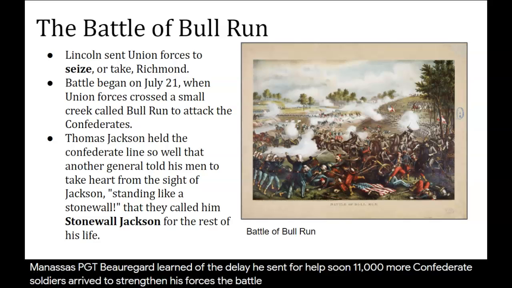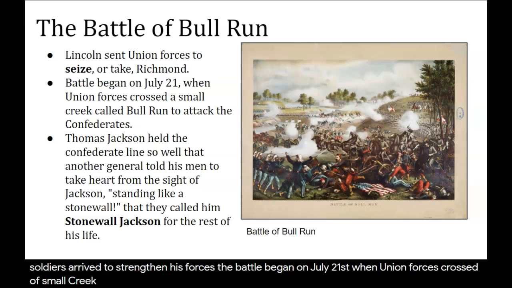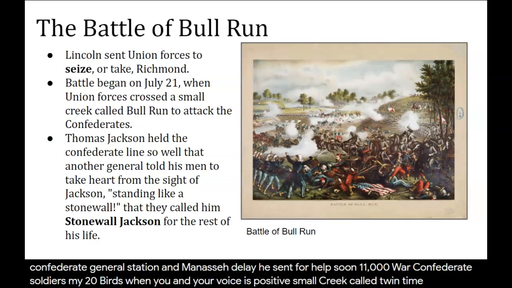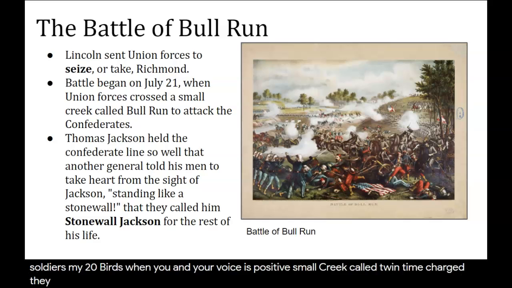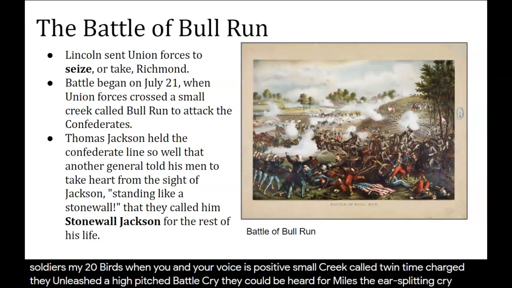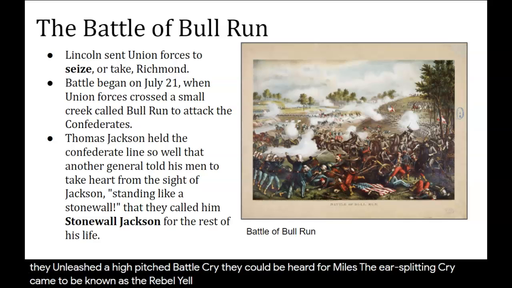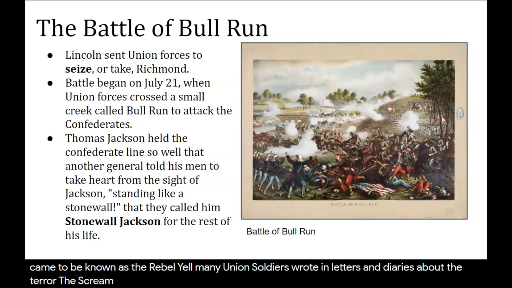The battle began on July 21st when Union forces crossed a small creek called Bull Run to attack the Confederates. As the Confederate soldiers charged, they unleashed a high-pitched battle cry that could be heard for miles. The ear-splitting cry came to be known as the Rebel Yell. Many Union soldiers wrote in letters and diaries about the terror the scream inspired.